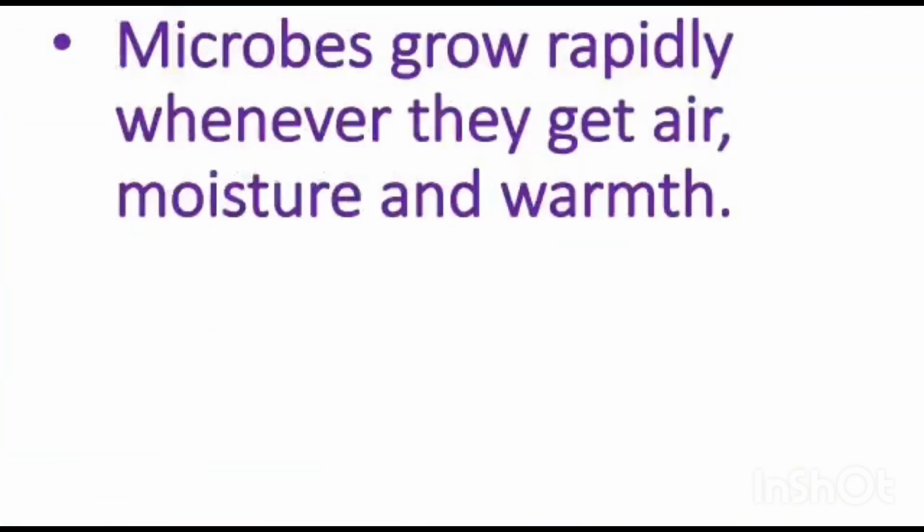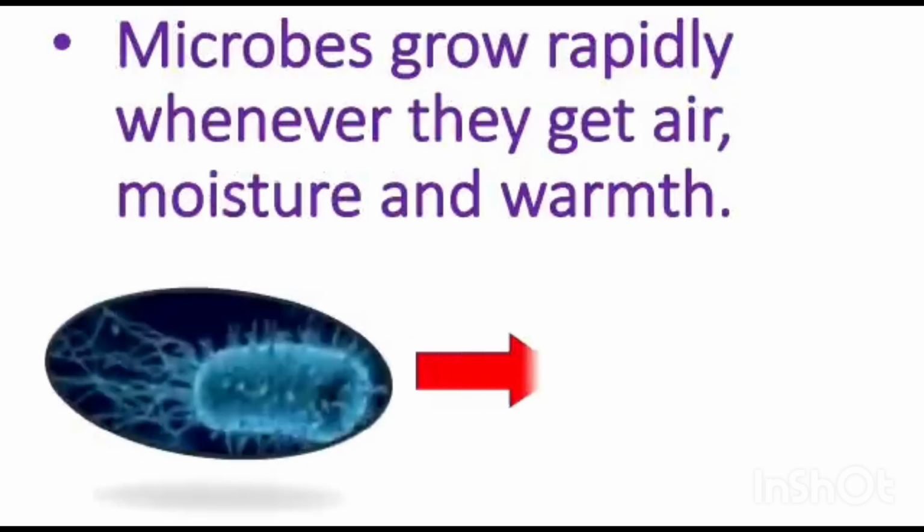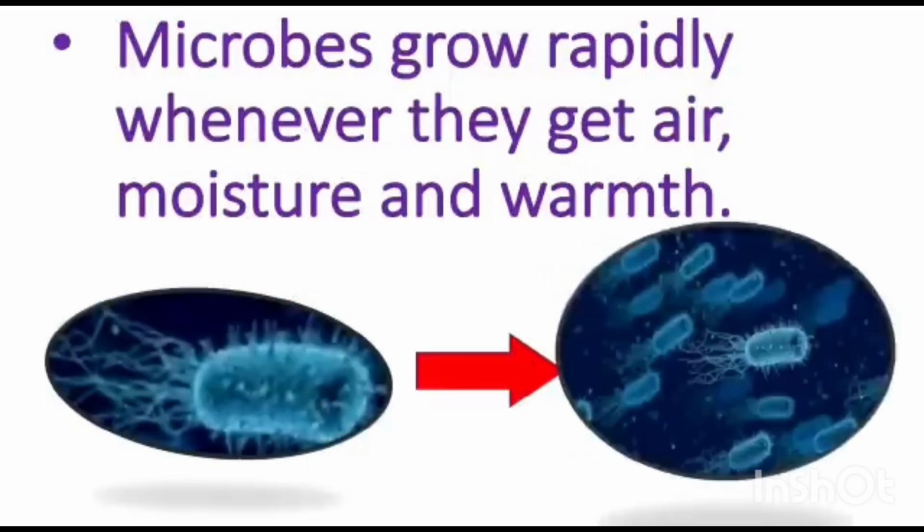Microbes grow rapidly whenever they get air, moisture and warmth. Yes, some microbes are also present in our body, and they multiply rapidly when they get proper air, moisture and warmth. How do microbes multiply? If we take an example, if there are 2 microbes, they will become 4 and they multiply themselves. Then the 4 also multiply and become 16 and so on.